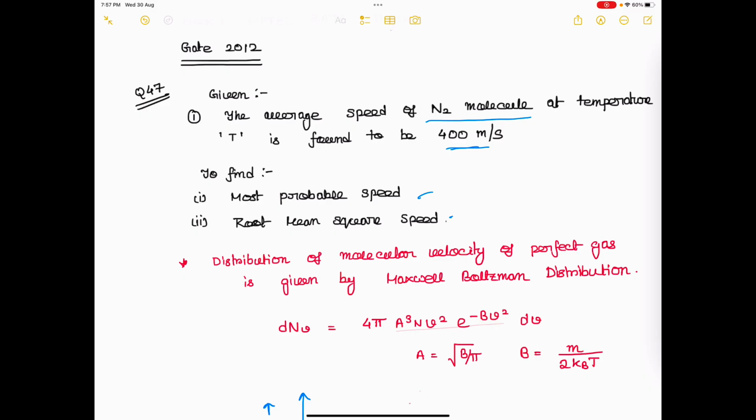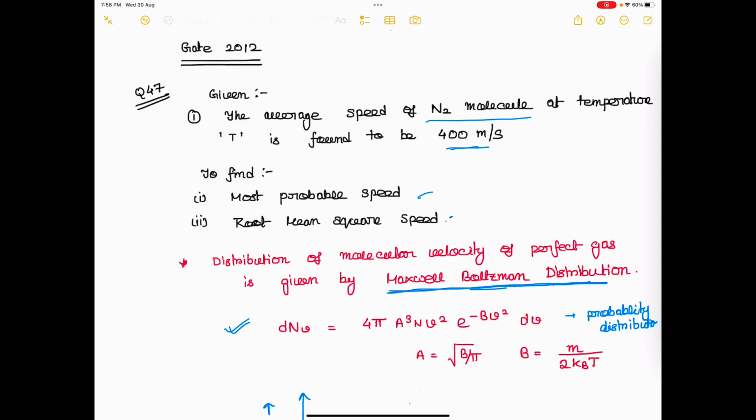The basic concept behind this question is that the distribution of the molecular velocity of a perfect gas is given by the Maxwell-Boltzmann distribution. This we need to remember. The Maxwell-Boltzmann distribution is a probability distribution, or you can say it's a probability density kind of thing.